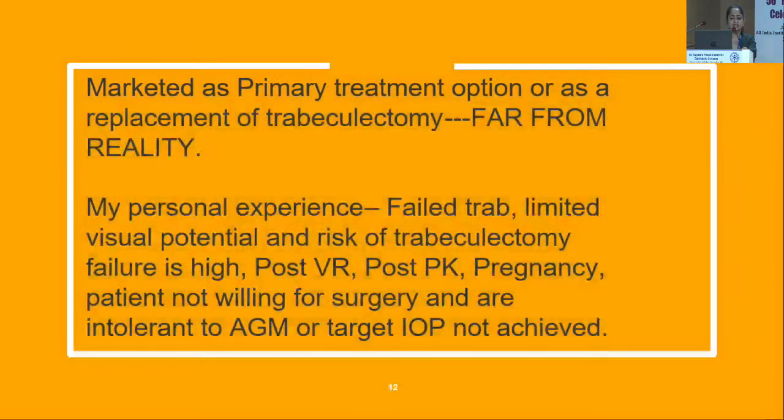So what are the indications? When it was initially launched, it was being marketed as a primary treatment option, as a replacement of trabeculectomy. A lot of practitioners were doing this as a primary modality, but however, that is far from reality.